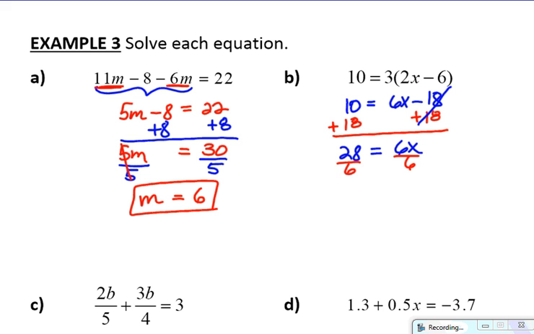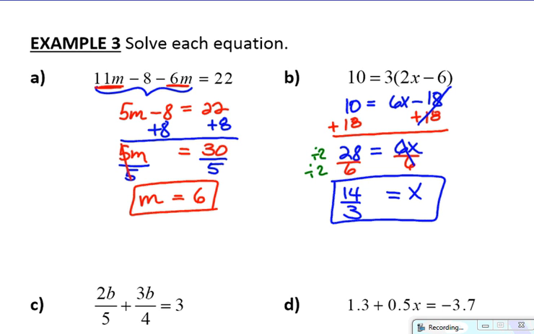And that would leave us with x is equal to 28/6, which doesn't divide evenly, but it can be reduced. So if we have a fraction, we will always leave our answers as fractions, not decimals. So do not give me a decimal answer. I want a fraction, and I want it in simplest form. So we can reduce that by, it looks like 2. So we divide both of these by 2 here, and we'll end up with 14 thirds for our answer.